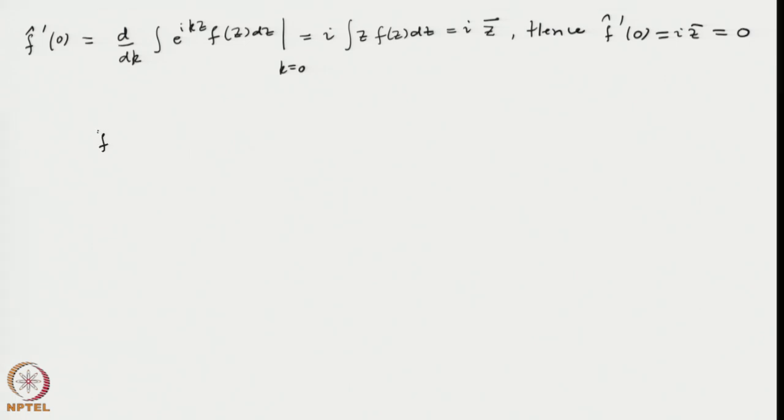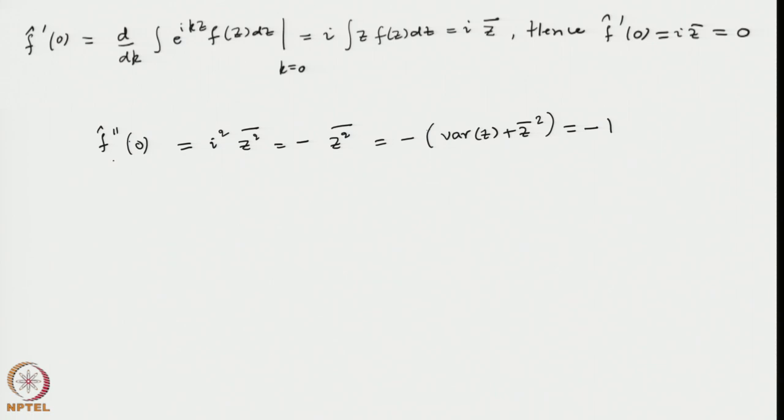Similarly, if we now take the second derivative at 0, i square and z square will come. So it's basically going to be i square and z square bar. i square is minus 1, so it will be minus z square bar. And we know that z square bar can always be written as variance of z plus z bar square, because the definition of variance of z is z square bar minus z bar square. Now, z bar is 0 and the variance is unit variance for the quantity z, so this is going to be minus 1.